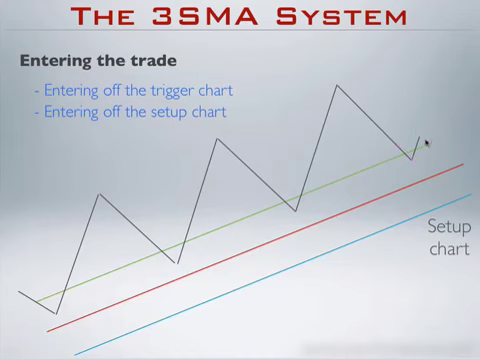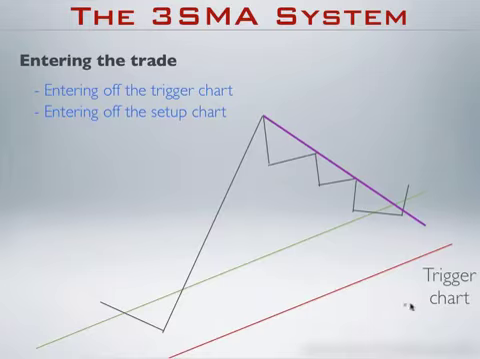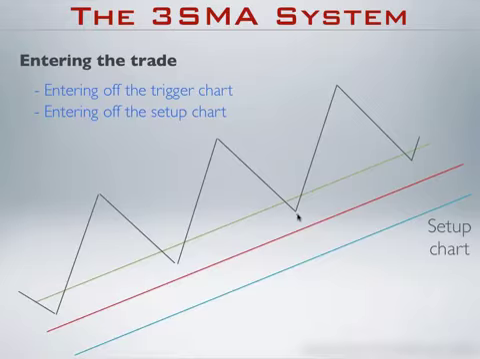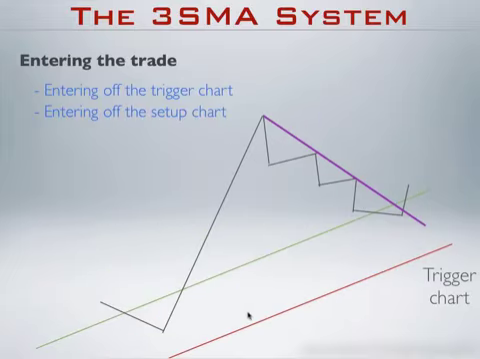How would we go about triggering this trade off the trigger chart? Well, this is how. As price pulls back to the dynamic area, we zoom from the setup chart into the trigger chart. Let's imagine this is the last swing. Basically, I am trying to signify here the last swing from the setup chart, which we would now be looking into from the trigger chart, from a zoomed in perspective.